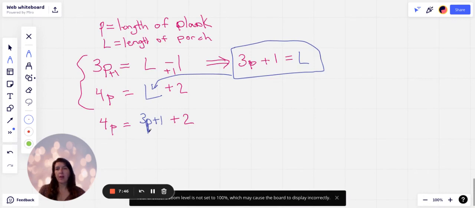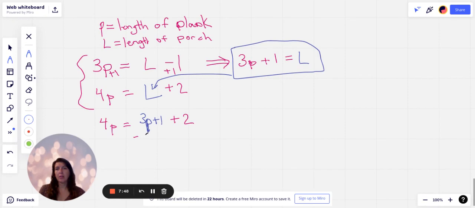Okay, now I can subtract 3P from both sides. So 4P minus 3P is 1P, which is just P. And then I've got 3P minus 3P is 0, so that crosses out. And then I've got 1 plus 2 equals 3.